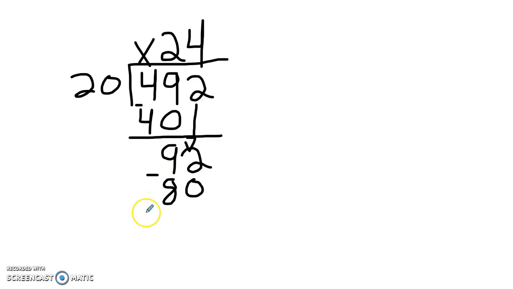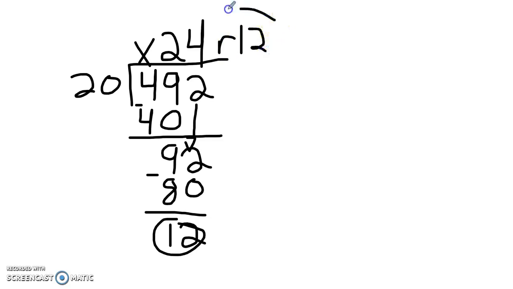Then I subtract. And I have the number 12. So notice that 12 is the remainder. So I double check that my remainder is less than my divisor. 12 is the remainder, and my answer would be 24. And that is the US algorithm for division.